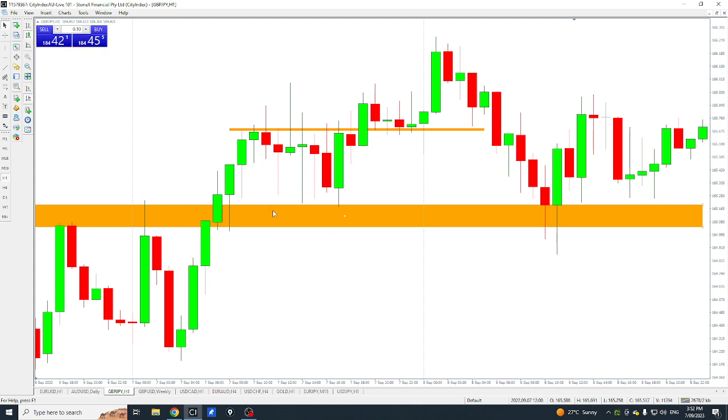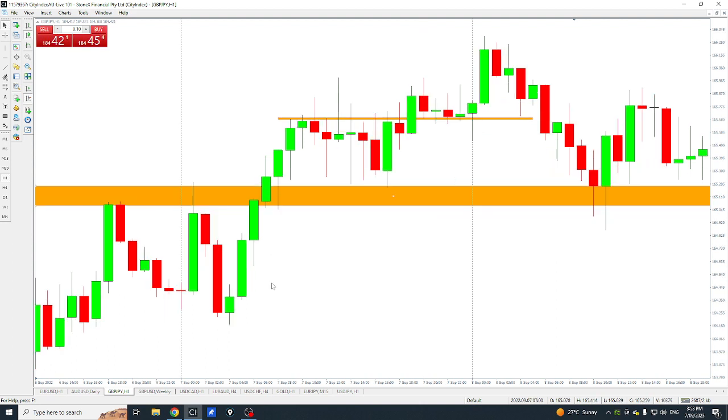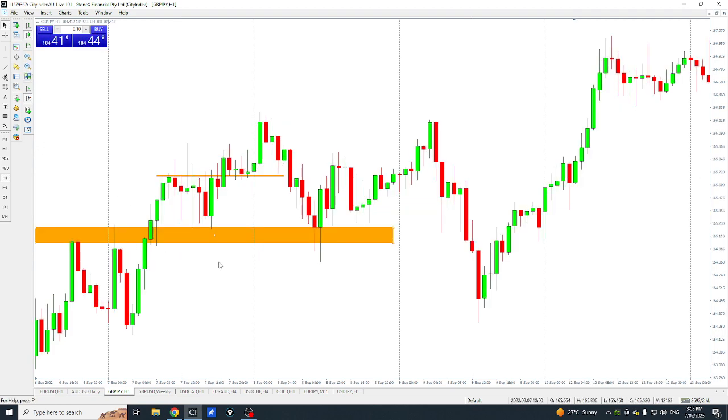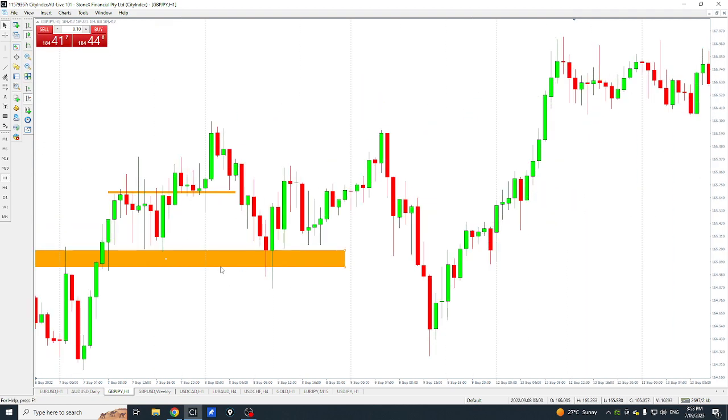So this breakout, this whole thing, you need to understand market structure. If you don't know market structure, it will be a little bit hard to explain to you how the market works.